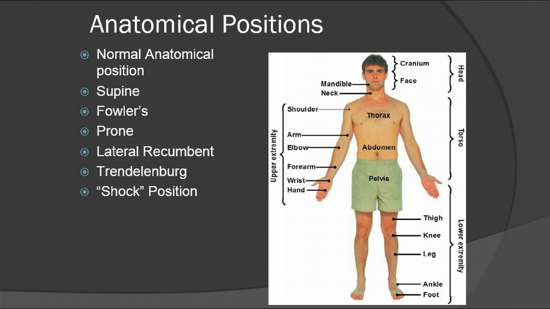So we have supine. Supine means that they're laying on their back. Fowler's position, they're sitting up, and prone, where they're laying down on their face. Lateral recumbent can either be on the right or left side, and this is basically they're laying on their sides. And then Trendelenburg or shock position. For the Trendelenburg position, obviously you're going to be elevating the feet slightly.